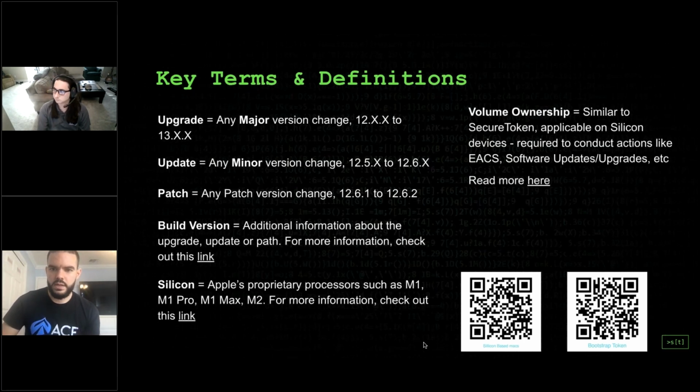And then on the right-hand side, we can talk a little bit about volume ownership. Volume ownership is similar to secure token. It's applicable really only on these silicon devices, and it's required to conduct actions like EACS, which is erase all content and settings, software updates and upgrades, etc. So that volume ownership works in tandem with secure token and also something called bootstrap token. If you want to see more about that, go ahead and check out those QR codes. I'll give you all a second if you want to pull out your phone and grab that.